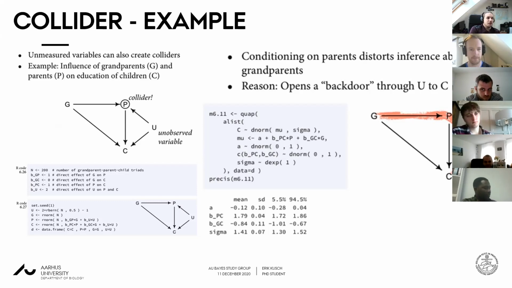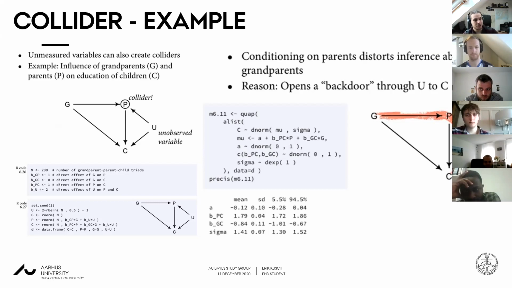So in this example, we look at the influence of grandparents, the G's, and parents, P, on the education of their grandchildren, C. However, there is an unobserved variable, which in this case is neighborhood quality. So upscale neighborhood, the slums, what have you.